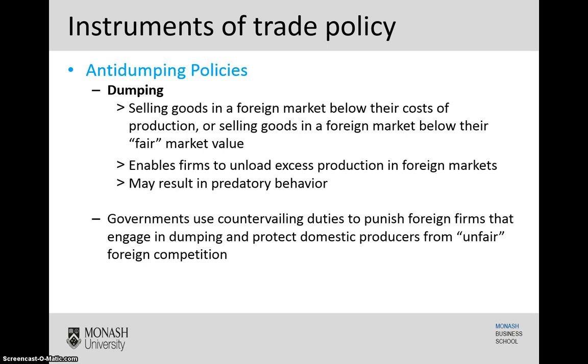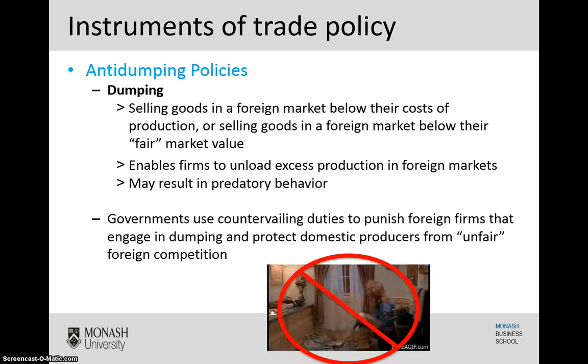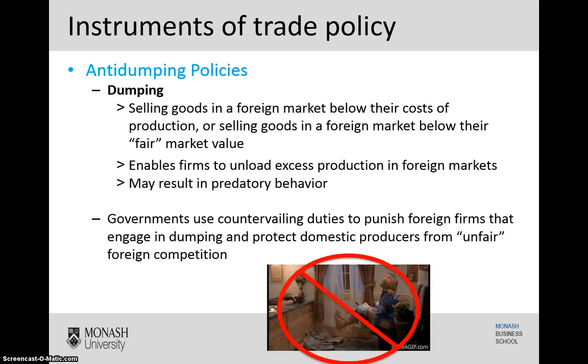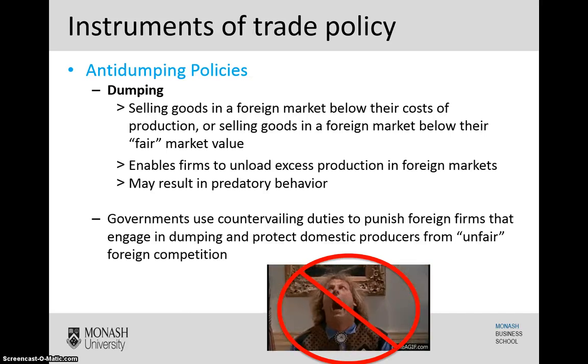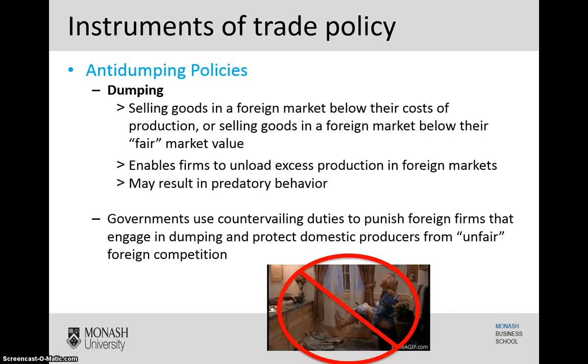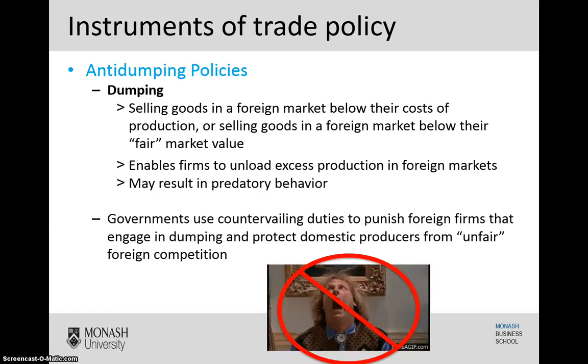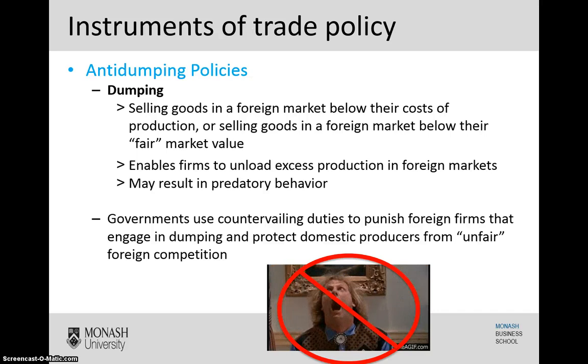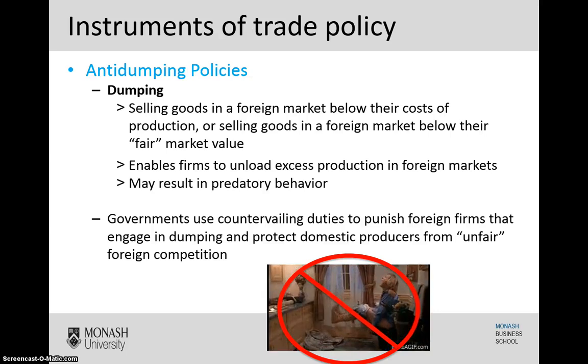Finally, we're going to look here at anti-dumping policies, and of course the dumping we're talking about here is not that kind. No, we're talking about the selling of goods in a foreign market at a price which is below their cost of production, or selling goods in a foreign market below what is deemed to be fair market value. And of course this can be a bit subjective as to what exactly is fair market value, but it's basically selling things overseas often at a loss, just to get rid of them when you have excess supply. A lot of firms which are exporting just say, okay, we need to get rid of them, especially to help us gain a foothold in a market.